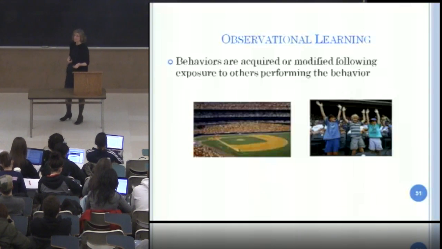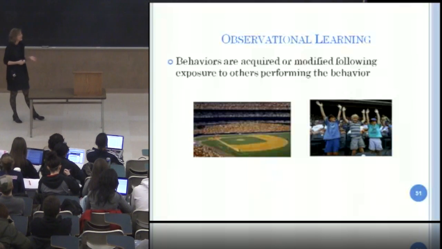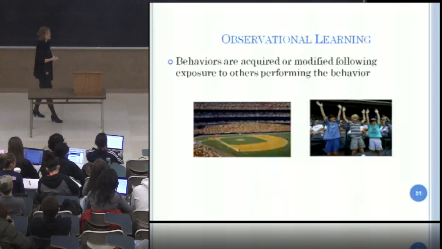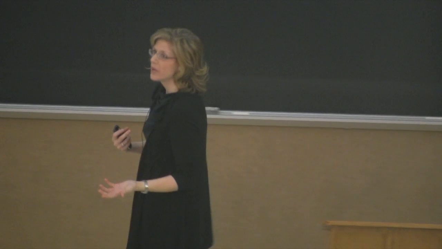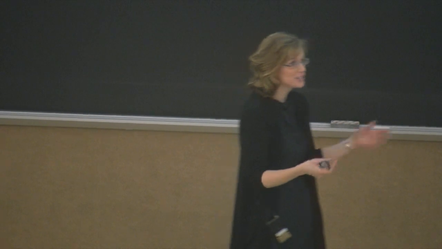Then we have observational learning. Observational learning is another type of learning that happens without any reinforcement. So if you think about the first time you went to a baseball game, for instance, you probably had no idea what the wave was. You probably had no idea what the seventh inning stretch was until you did it for the first time. You saw everybody else around you getting up and doing it, so you followed right in.